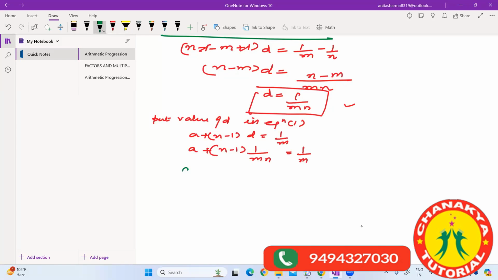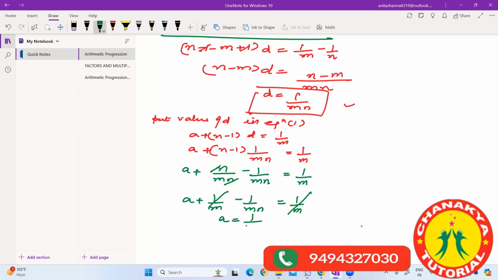Now multiply: A plus n upon mn minus 1 upon mn is equal to 1 upon m, and n cancels. So A plus 1 upon m minus 1 upon mn is equal to 1 upon m. 1 upon m, 1 upon m, cancel. So the value of A will be 1 upon mn.